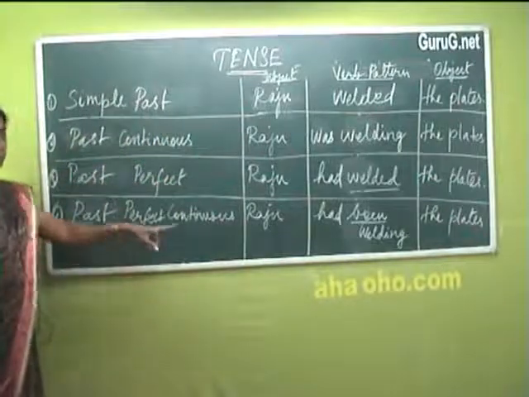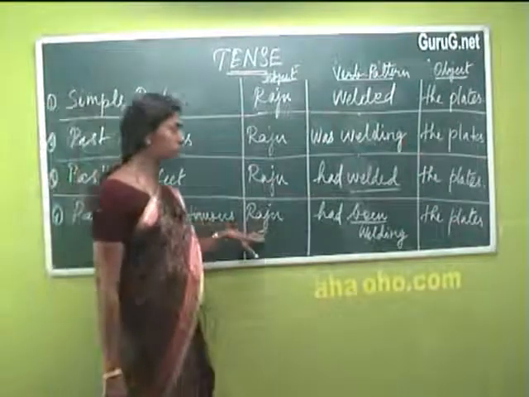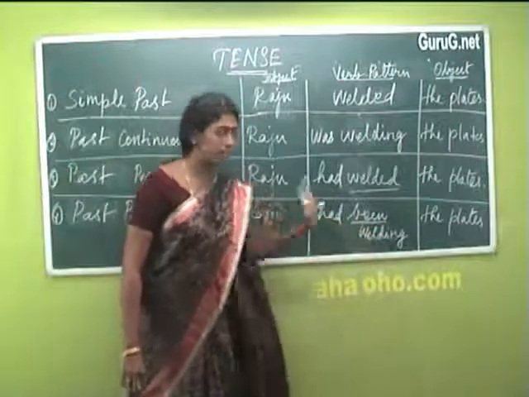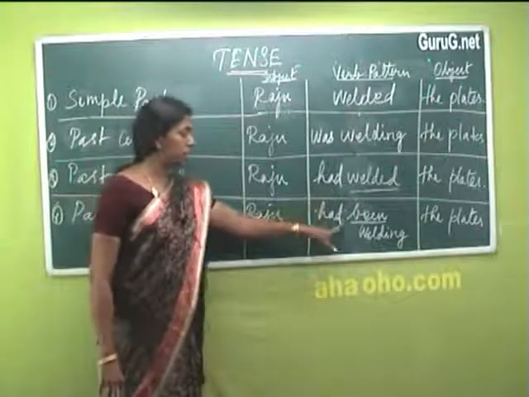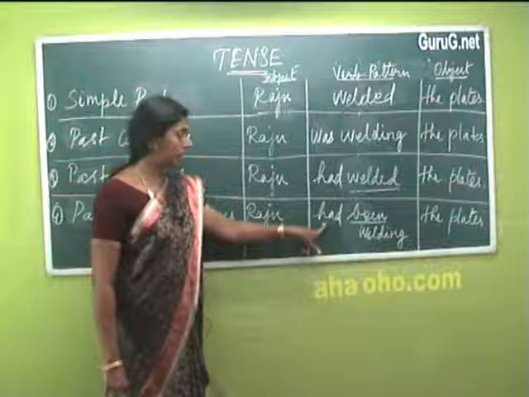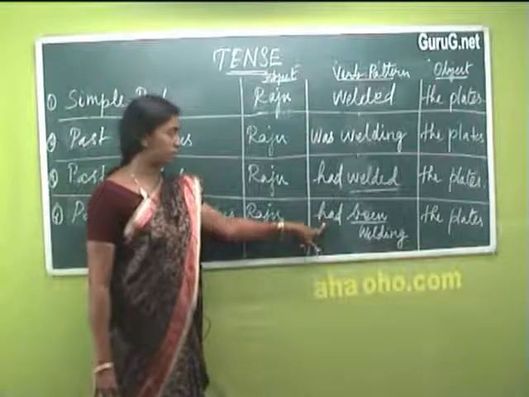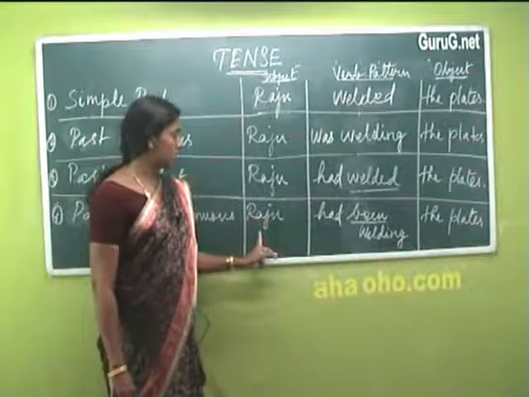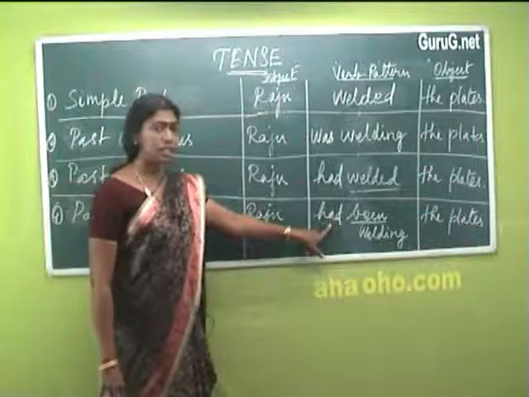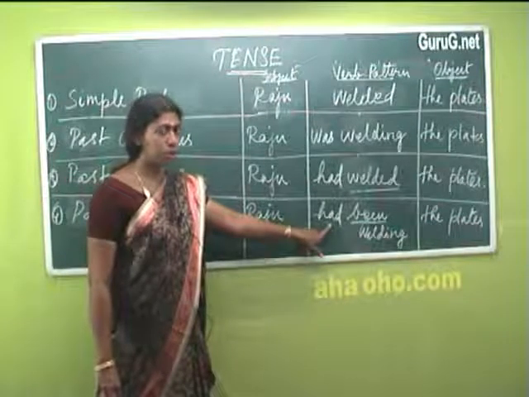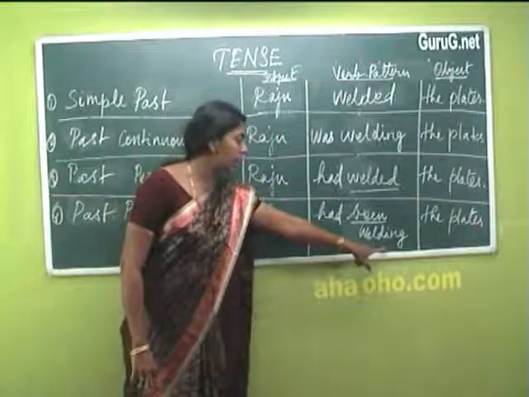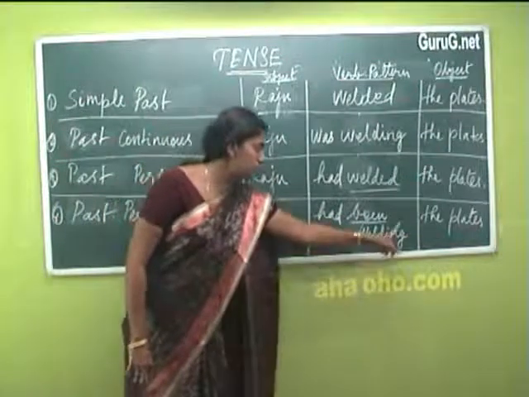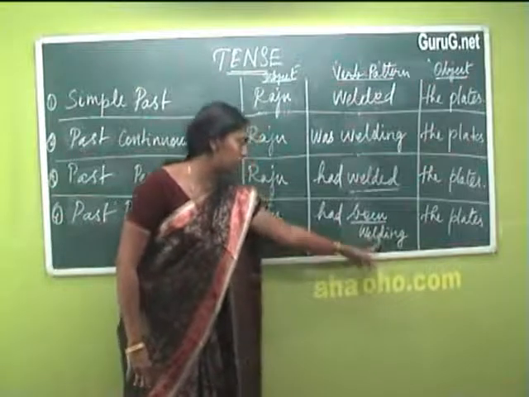Then past perfect continuous. Raju had been welding the plates. Past tense, we have said, so the perfect, and it is also perfect. Had is a perfect tense auxiliary which is in past tense, so we have substituted it here. Raju had, but it is continuous also, so we have to give the main verb form in the continuous tense. So we have added ing, we have given a present participle verb here.